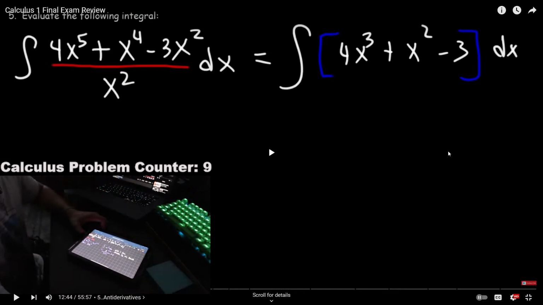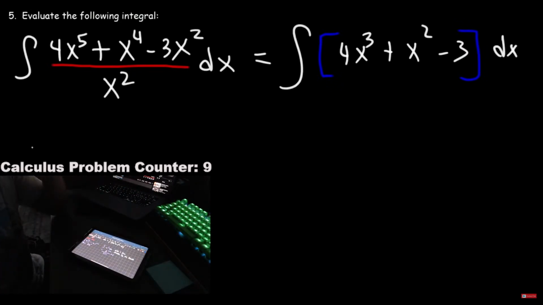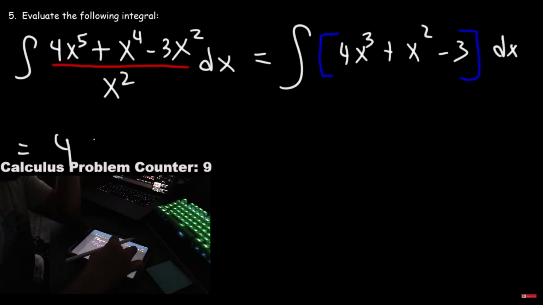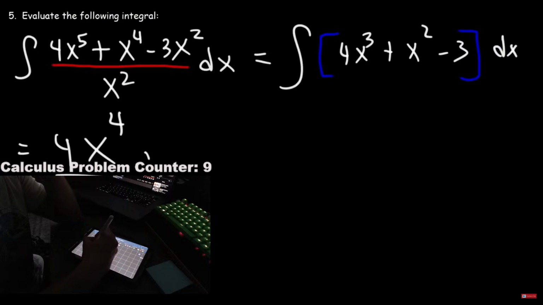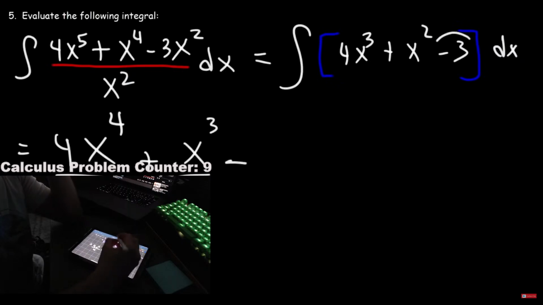So what is the antiderivative of x cubed? The constant in front, just rewrite it. To find the antiderivative of x cubed, add 1 to the exponent: 3 plus 1 is 4, and then divide by that number. Here we're going to do the same: 2 plus 1 is 3, and then divide by 3, x cubed. Now the antiderivative of negative 3 is simply negative 3x.